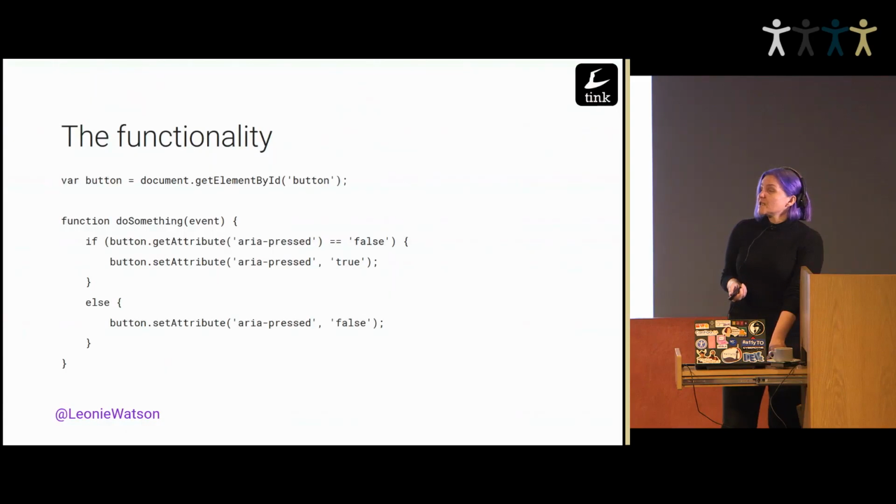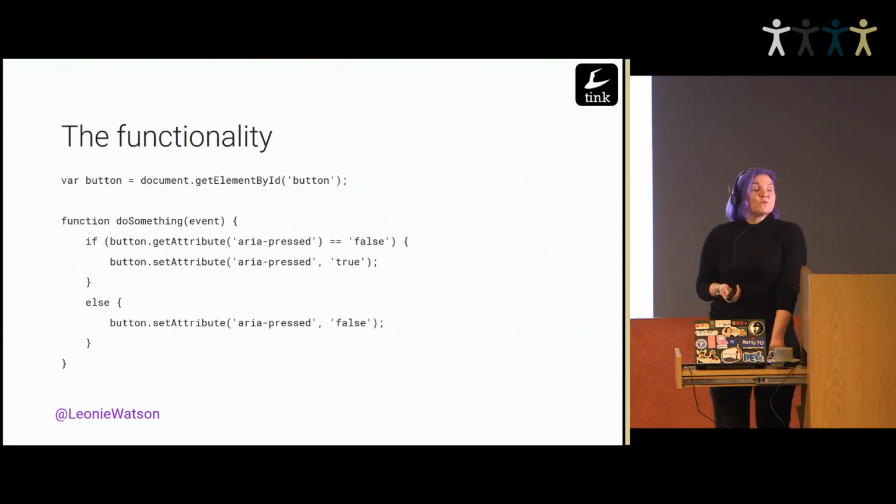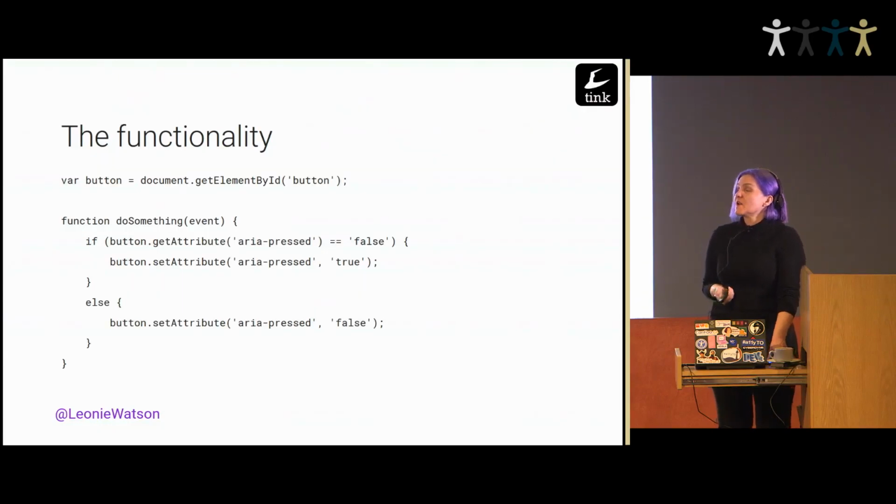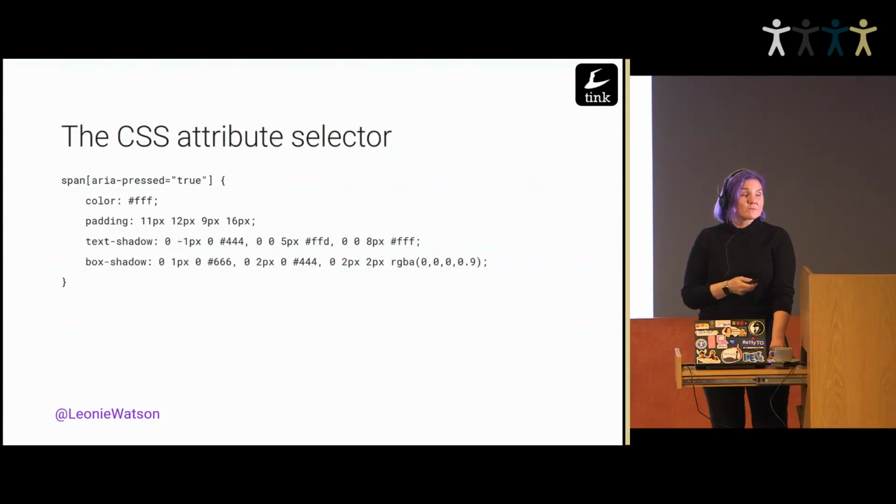We can then add some functionality in, and when someone now hits the button, what we'll do is change the value of the ARIA pressed attribute. We'll change it from false to true, i.e. we change the button state from not pressed to pressed. So in the accessibility tree, this information is now available for a screen reader to go ahead and grab.